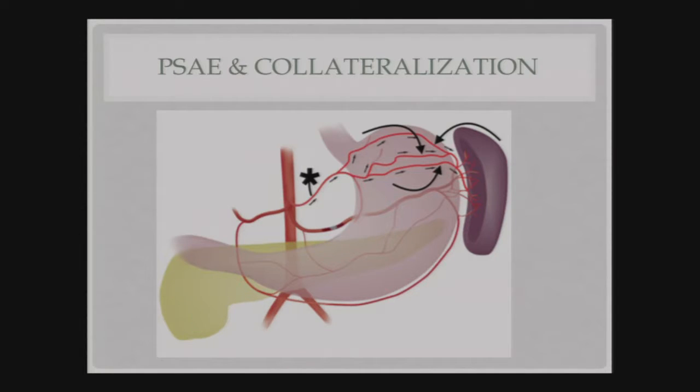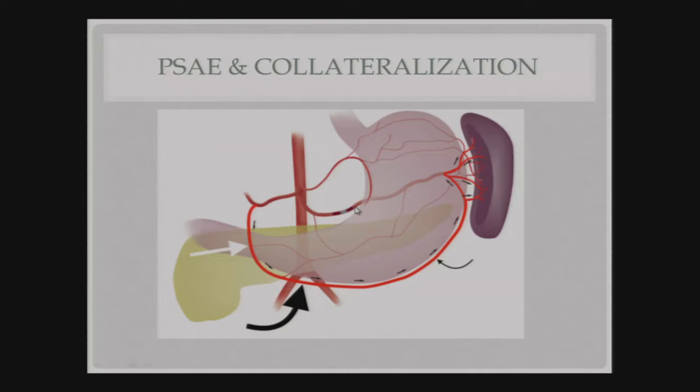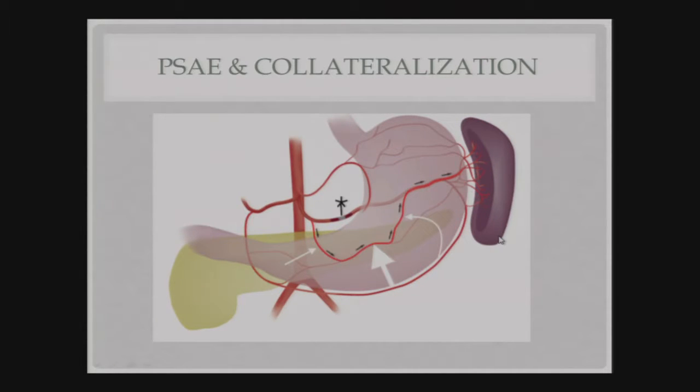You can see the depiction of the coil here, and then you have collateral flow going through the left gastric into the short gastrics and then reaching the spleen. Another route of collateral flow is the common hepatic into the GDA, going into the right gastroepiploic, into the left gastroepiploic, and then reaching the spleen. And then the one that I always have to look at a little more closely is the pancreatic branches.